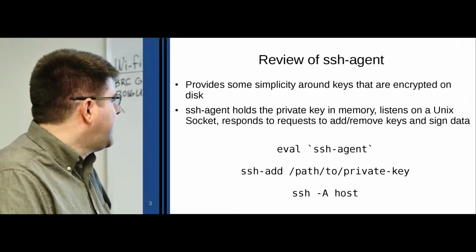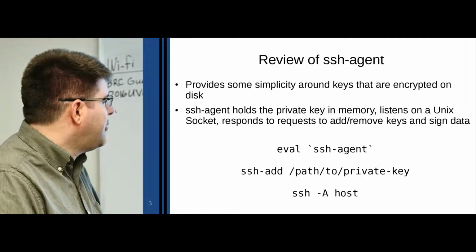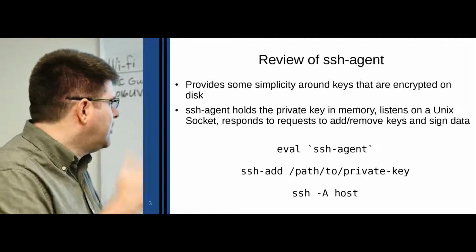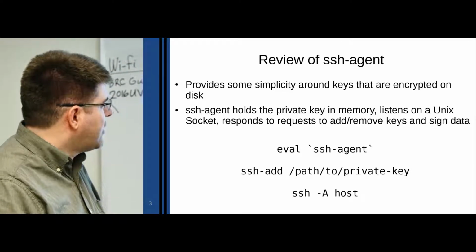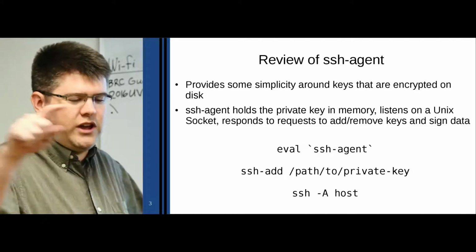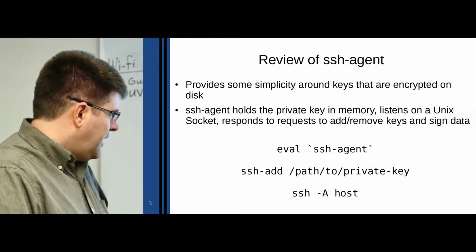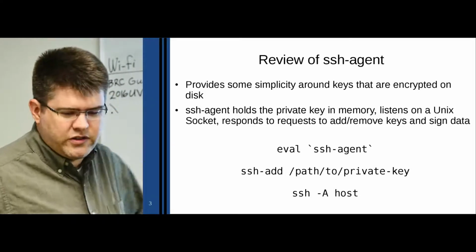So just a quick review there. You run the agent. If you have an environment variable set, you can add a key to the agent, and then you can SSH. That -A is optional, but if you want to forward your agent so you can use your key across multiple hops, you do the -A or put it in your config file. And hopefully you're aware of the security risks associated with that.